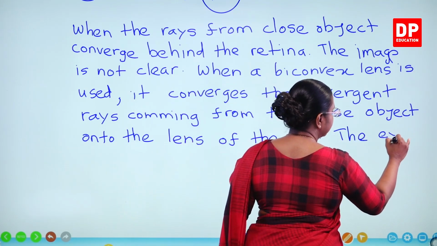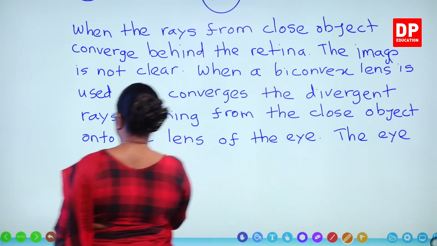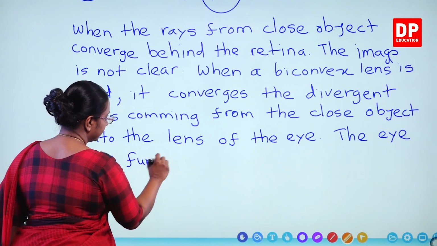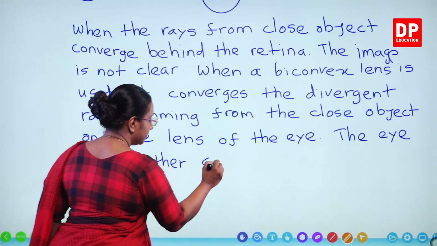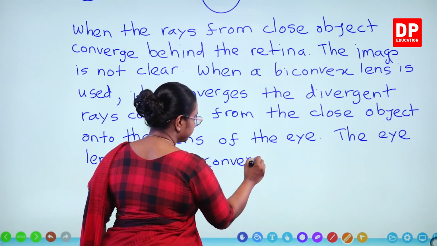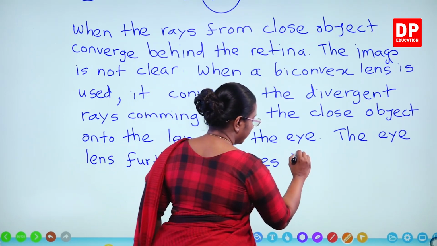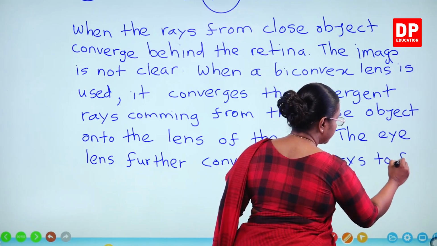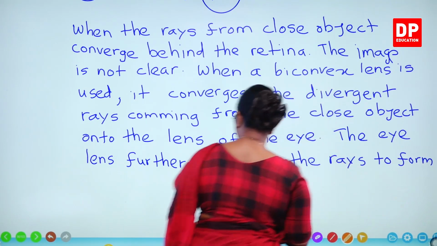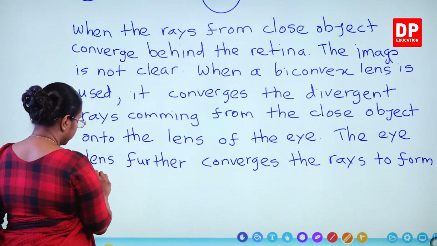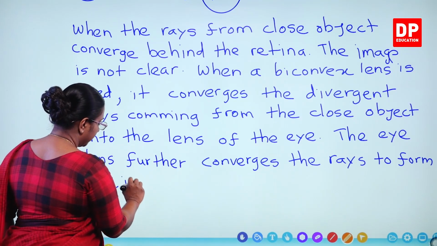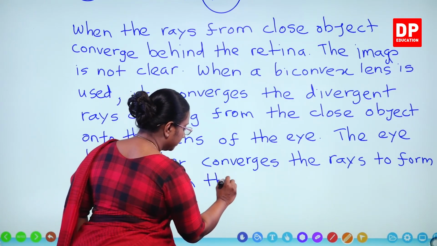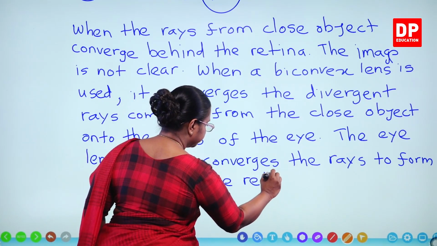The eye lens further converges the rays to form the image on the retina.